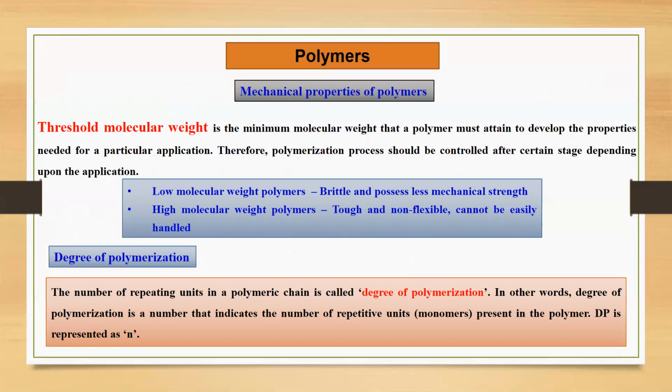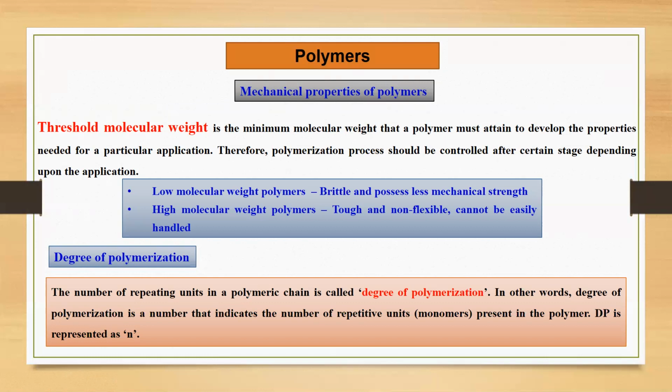Now, before we discuss the mechanical properties, let us discuss what we mean by threshold molecular weight. This is a very important definition for you. Threshold molecular weight is the minimum molecular weight that a polymer must attain to develop the properties needed for a certain application. That is, if we want to use a particular polymer for a certain application, it has to attain a minimum molecular weight so that it is fit for that particular application.